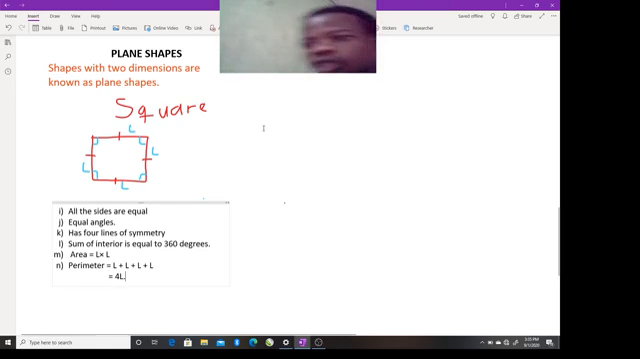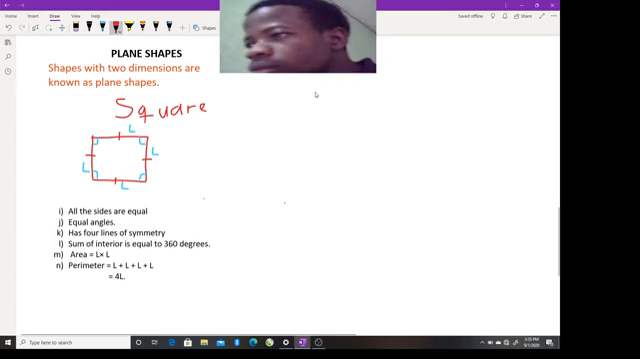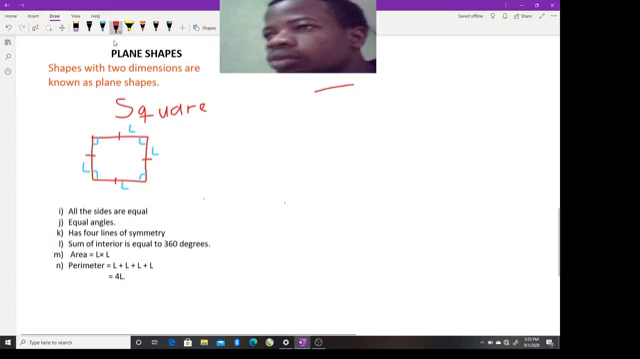Let me leave this at that. Let me go back to what I was doing. If you have a square, for example, you have a square like this.